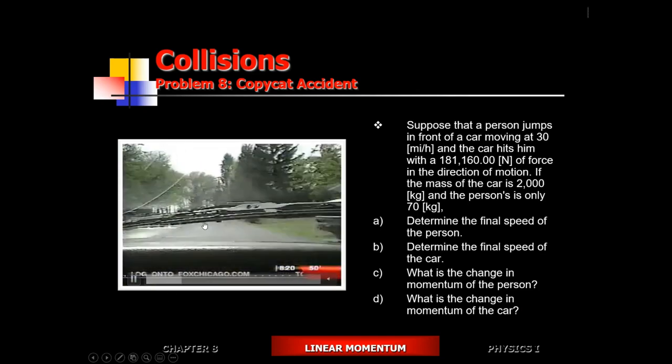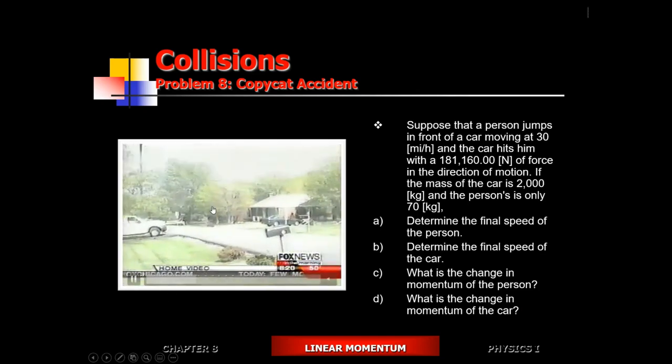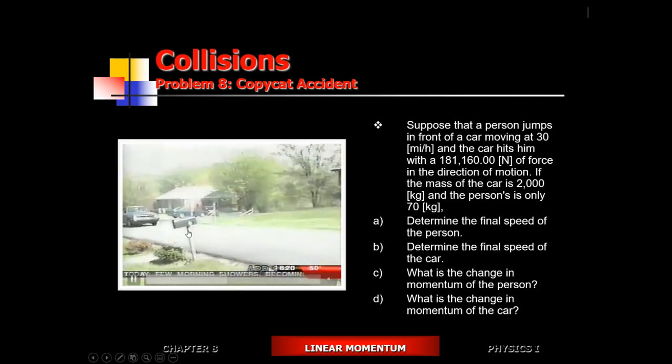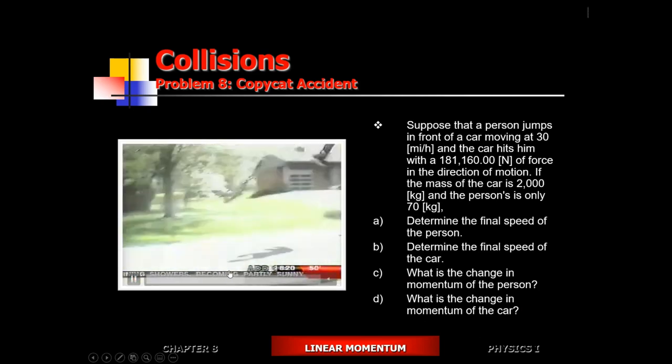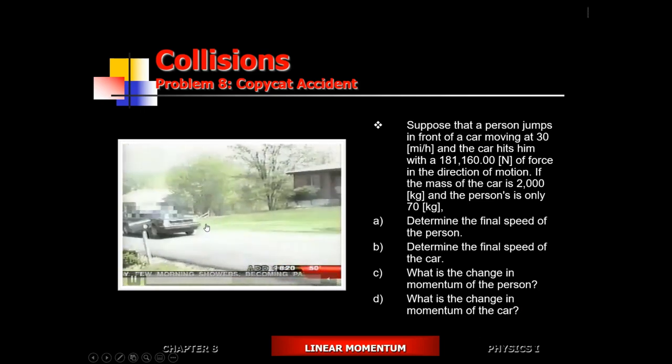My estimate of the speed of this car is 30 miles per hour. It could be more, it could be less. I don't know, and I don't care. The only thing I know is whatever the speed of this car is, the person getting hit is going to be moving double the speed of the car. All right, so the point of impact is moving roughly about 60 miles per hour.